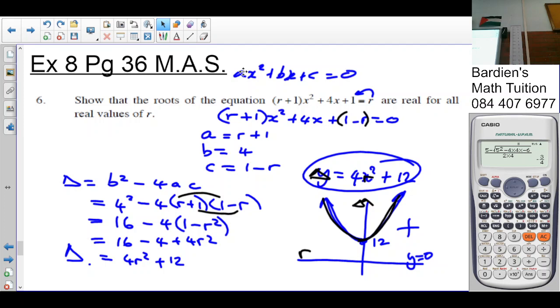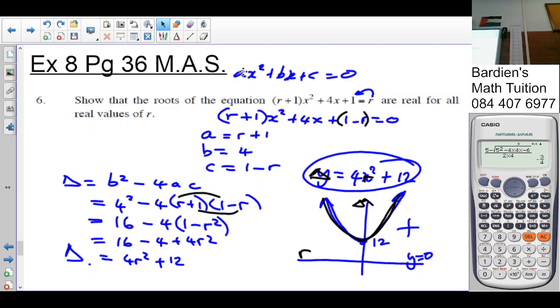So can the roots ever be equal? No. Can the roots ever be non-real? When are the roots non-real? If delta is negative. Is delta ever negative? No. So what do you know? The delta is always greater than 0, which means to say it will be unequal. The question says, show that the roots of the equation are real for all real values of p.